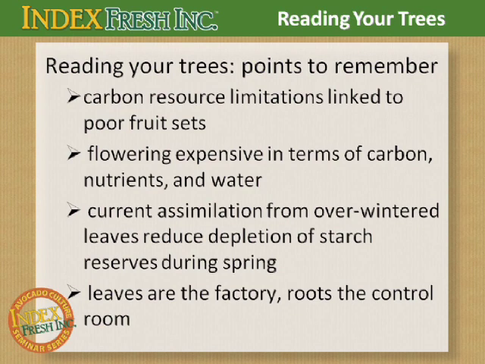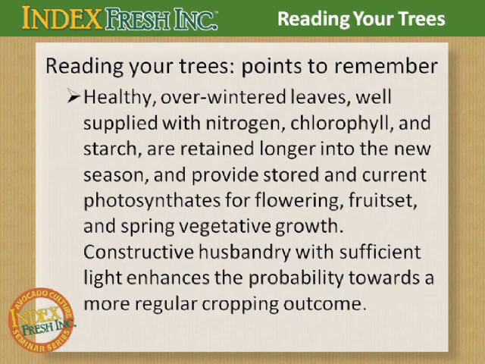Not all hormones are produced in the roots, but two crucial hormones, abscisic acid and cytokinins, are. So, our final slide, I think, or second final slide: healthy overwintered leaves, well supplied with nitrogen, chlorophyll, and starch, are retained longer in the new season, and provide stored and current photosynthate for flowering, fruit set, spring vegetative growth, and for the late hanging of fruit, which occurs here in California. And constructive husbandry with sufficient light.